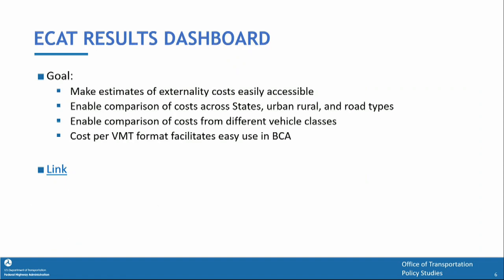So Victoria is going to take over next to show you the ECAT results dashboard. And our goal here is to make these estimates of the externality costs easily accessible. This can enable comparison of costs across states, across urban and rural areas, and across road types, as well as across different vehicle classes. And the cost is in per VMT format, which facilitates easy use in benefit cost analysis, if you can estimate the impact on VMT, something like induced demand or change in traffic loads. Okay. Thank you, Thor.